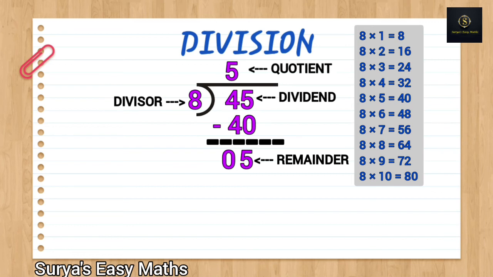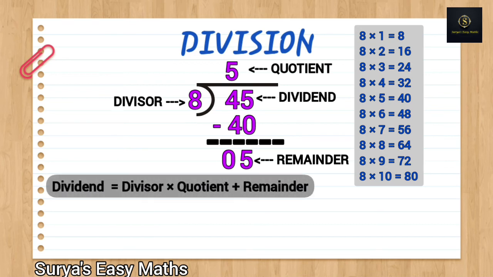Now let us check with the formula. That is, dividend equals divisor into quotient plus remainder. Now let us put the digits according to the formula. Dividend is 45. So we write here 45. Now observe, what is the divisor? Yes, it is 8. So we write here 8. Now what is the quotient? Yes, we got the quotient as 5.